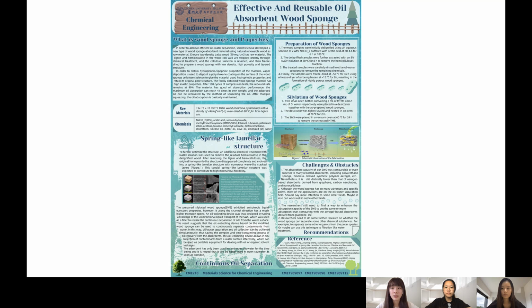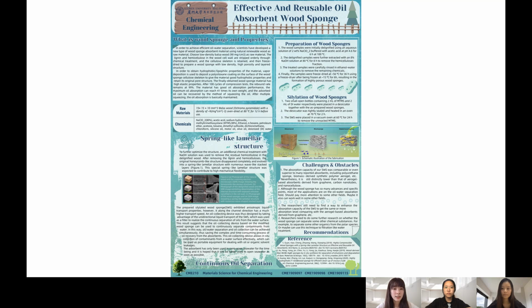Today, we will introduce a new material which is called wood sponge. With the discharge of a large amount of oily sewage in production and life, and the frequent occurrence of oil leakage accidents at sea, oil pollution in water has become a major problem that endangers human health and environmental safety.